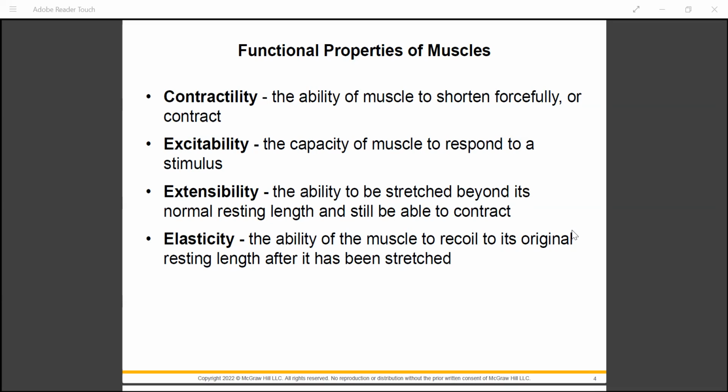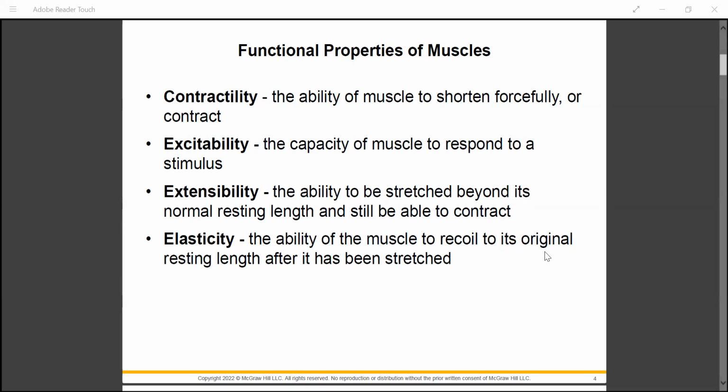And so this is the ability of the muscle to recoil to that original resting length after it has been stretched. So imagine that we're testing the extensibility of a muscle. So we stretch it all the way to its maximum. If it easily and quickly is able to bounce back to its original resting length, then that would mean it is an elastic muscle. So elasticity is the ability to return from that stretched position.